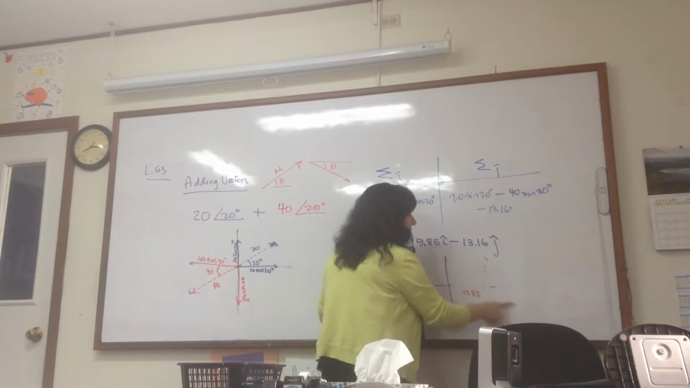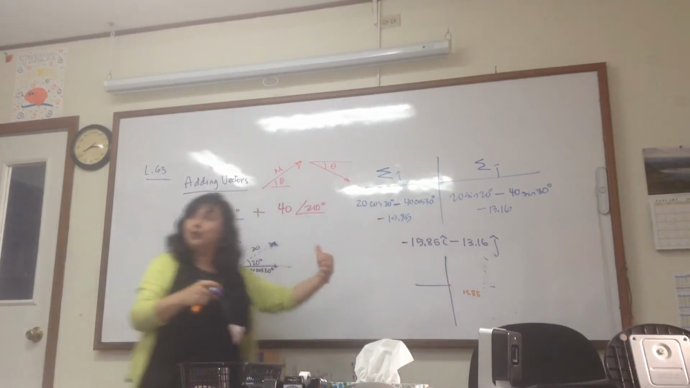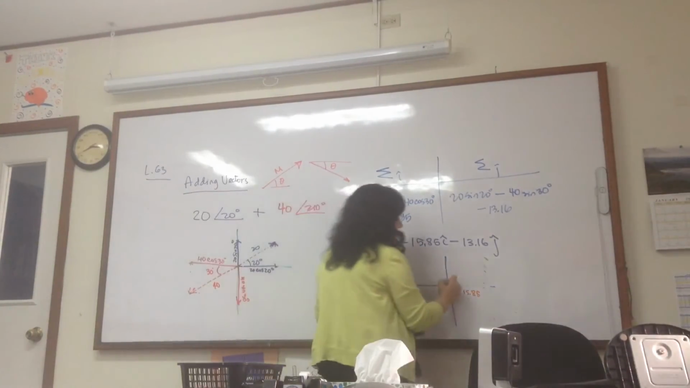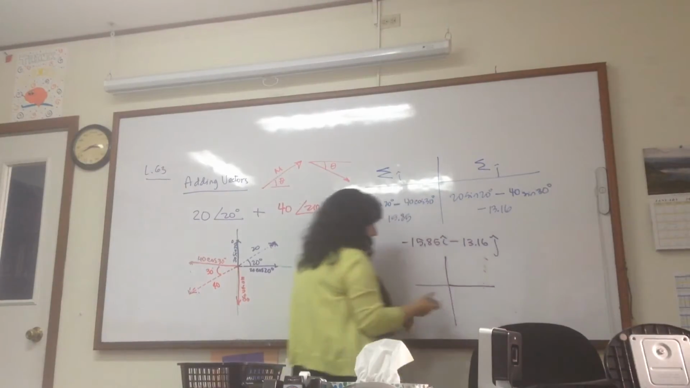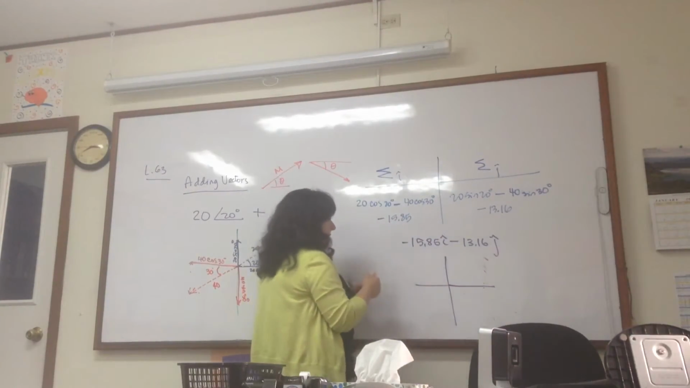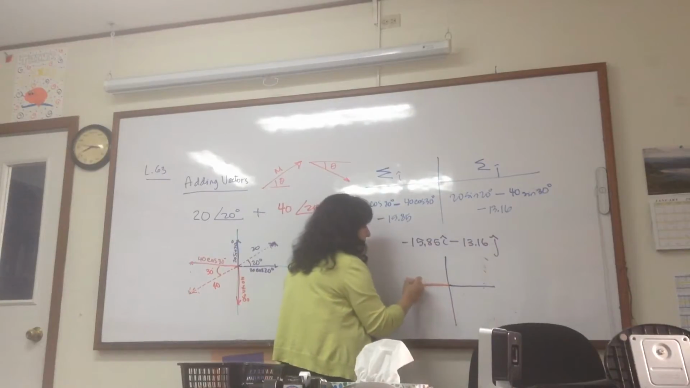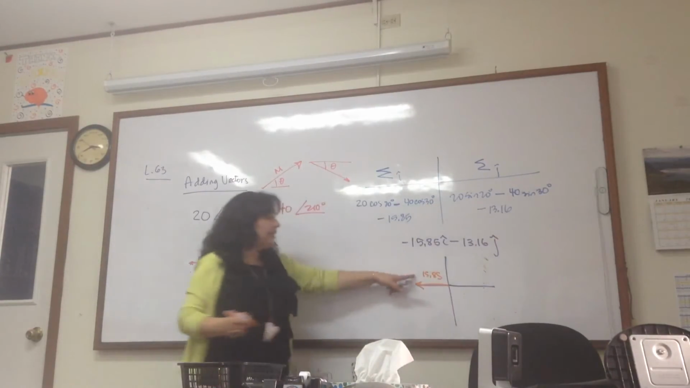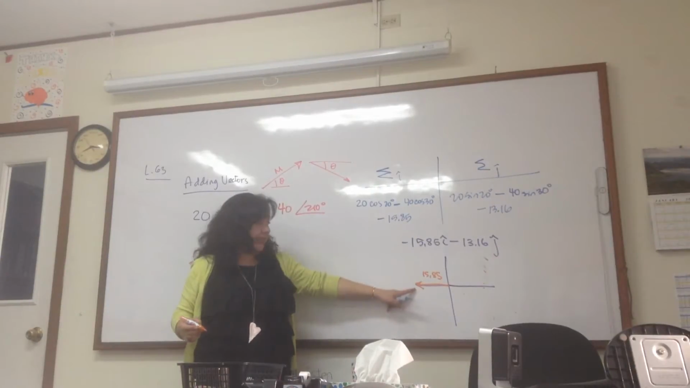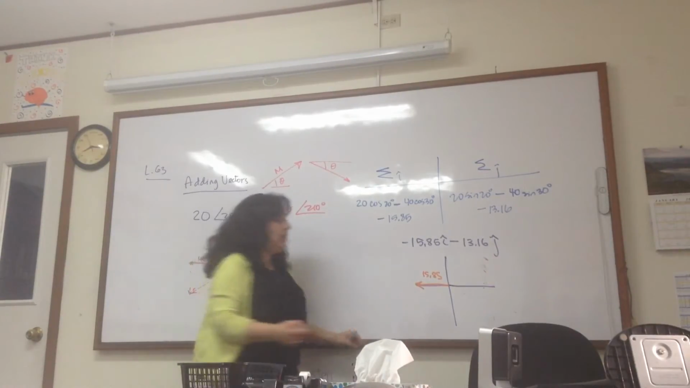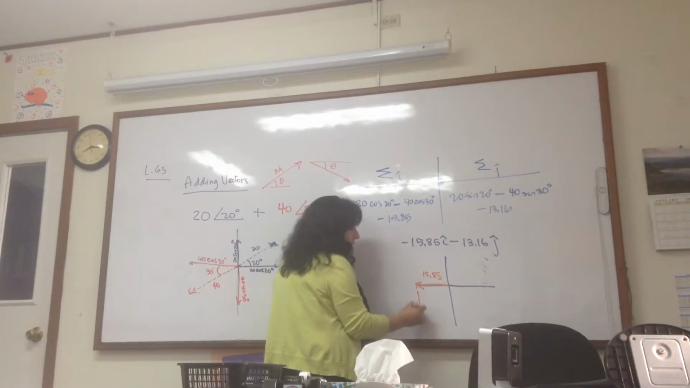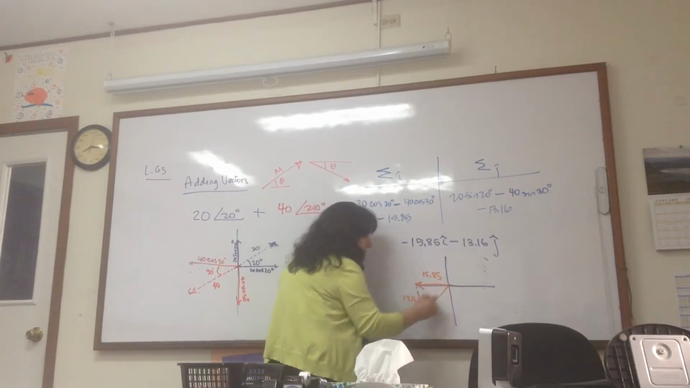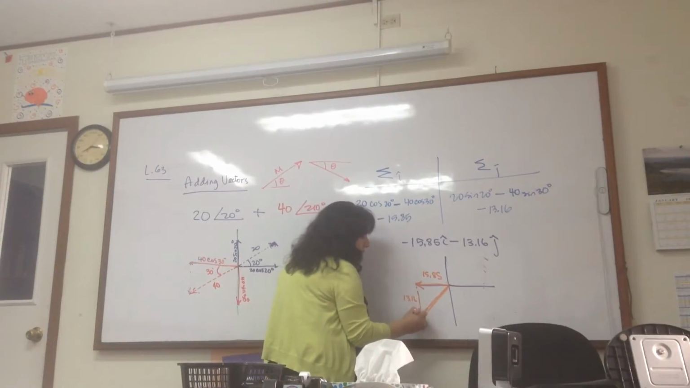But that's fine, because remember that when we drew it, it was on the other side. So it's here. Now it makes sense. Okay, 15.85. Notice that I didn't put a minus here. Why not? Because I already put the arrow going that way. And then I go down 13.16. This is where I end up, my final point, right here.